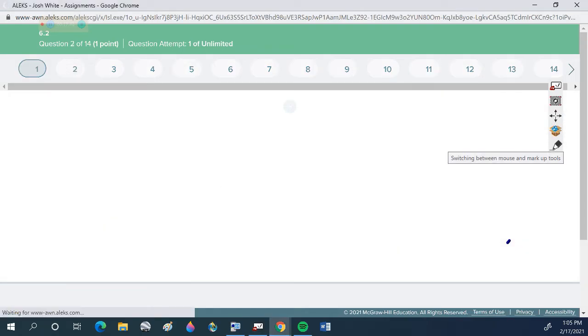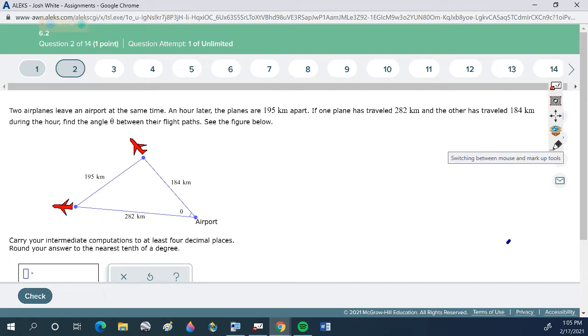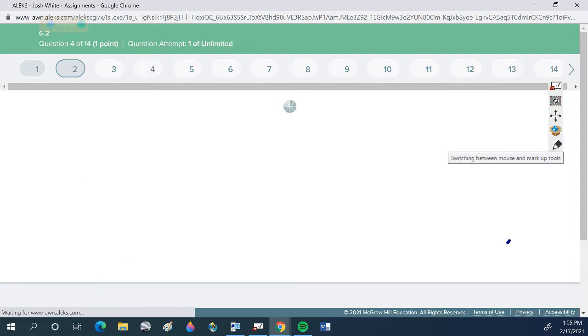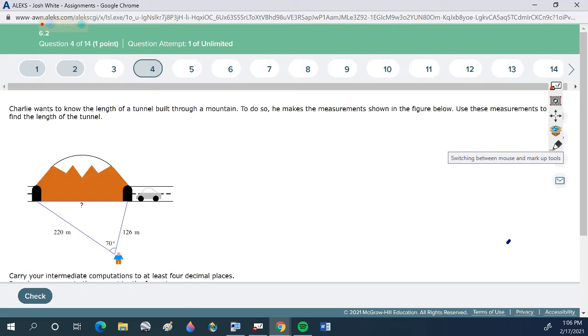Number 2. Basically the same problem, but you don't have to do as much work. Okay, here's a side angle side problem. So here we have 2 sides and an angle, and we need to find the third side.